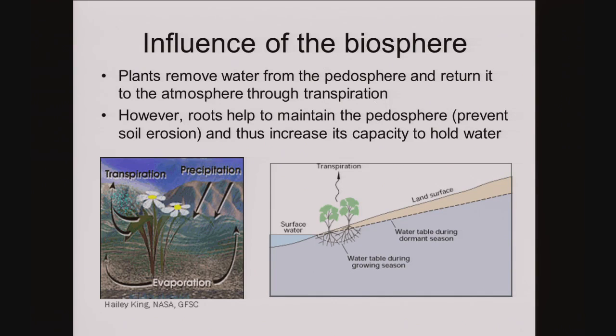So it's kind of like a feedback mechanism. You see what I mean? If the plants weren't there, the soil wouldn't be able to hold on to as much water. Plants are there, they can hold on to much water, and the plants can actually use it for their own good. So it's kind of like a self-regulation mechanism.